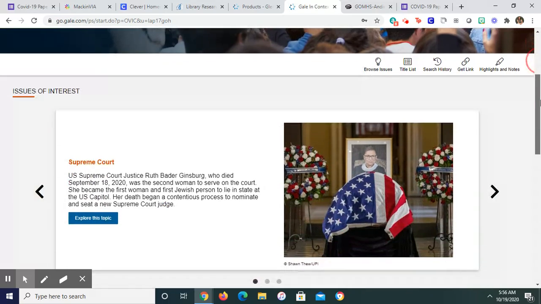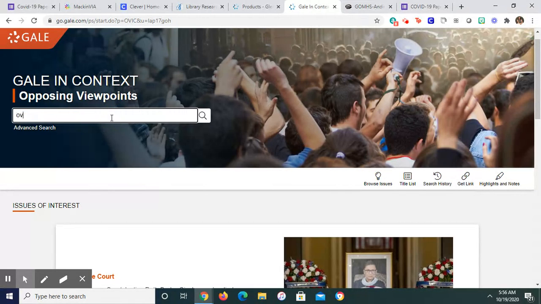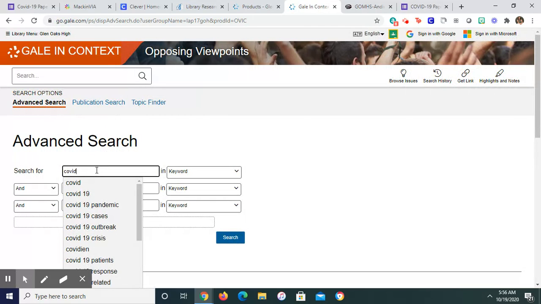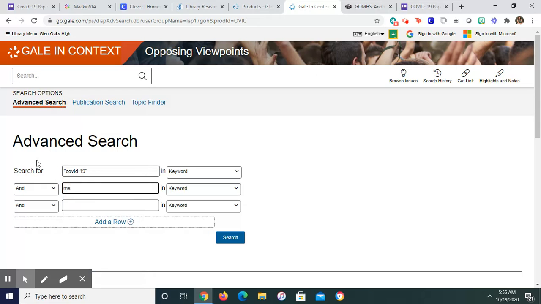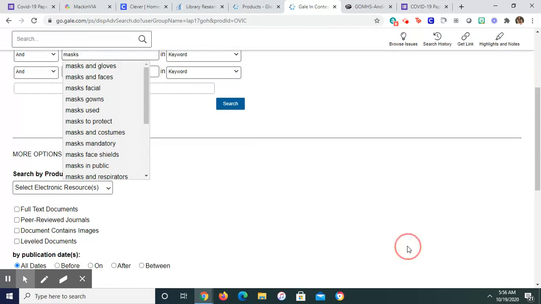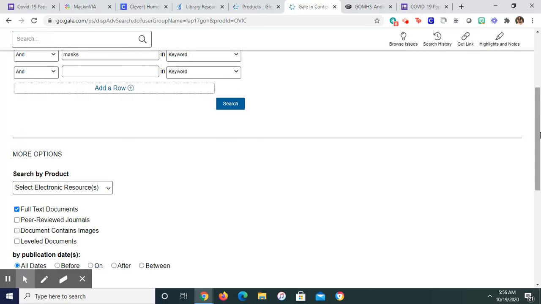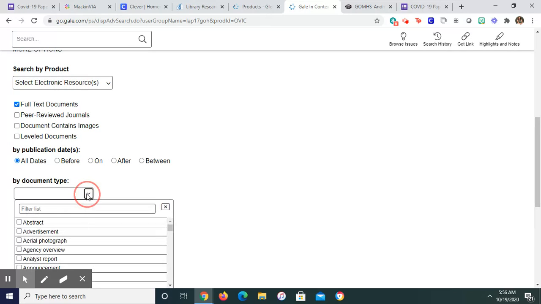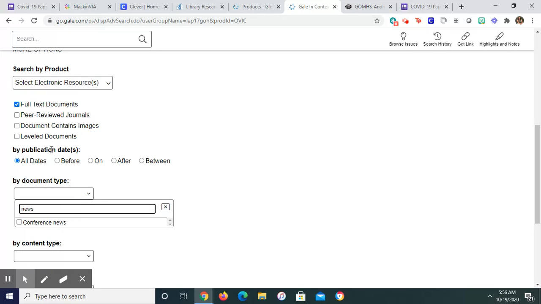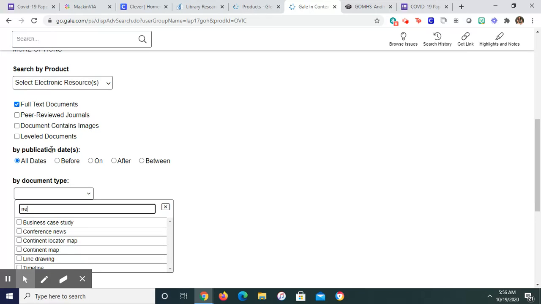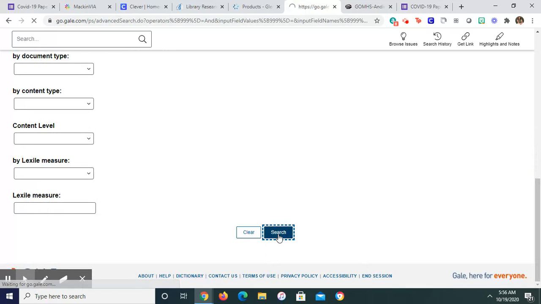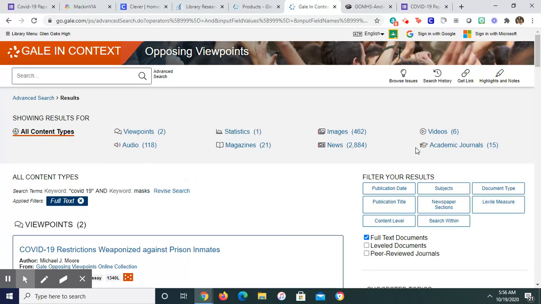That'd be fantastic. Okay. Let's say I'm going to do a paper about COVID. Let's go to advanced search. COVID-19 as a keyword and masks. I want full text. I want to be able to read it. I'm going to be specific here. I'm going to say newspaper. No, I won't do that. Let's just see what we get. I get 6 videos, 15 academic journals, almost 2,900 newspaper articles.